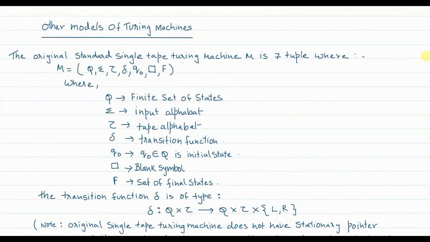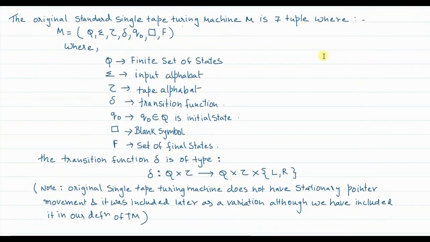Students, in this lecture we are going to see the other models of Turing machines. Sometimes we call them variations of Turing machine. In the previous chapters, we have already discussed what a Turing machine is, and we have seen a couple of examples of how to solve a problem using a Turing machine.